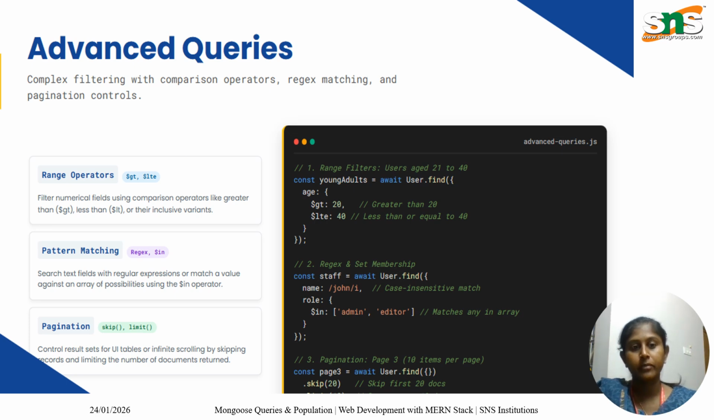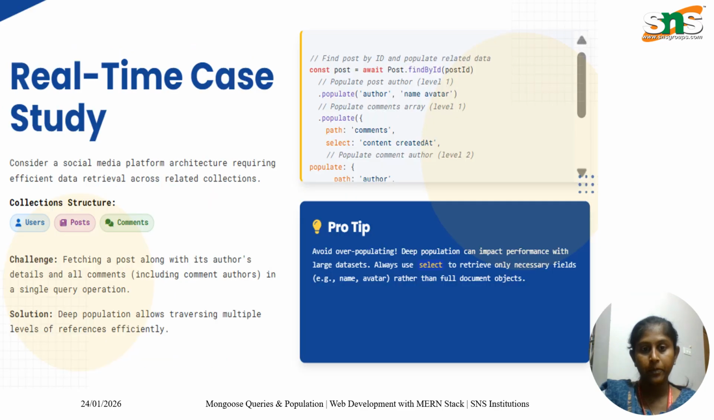Third, we can chain query helpers: the select method to choose fields, limit to restrict results, and skip for pagination. We can also combine these with population. For example, Post.find, populate author, limit 10. These advanced techniques are essential when building real-world applications where queries must be both precise and efficient.